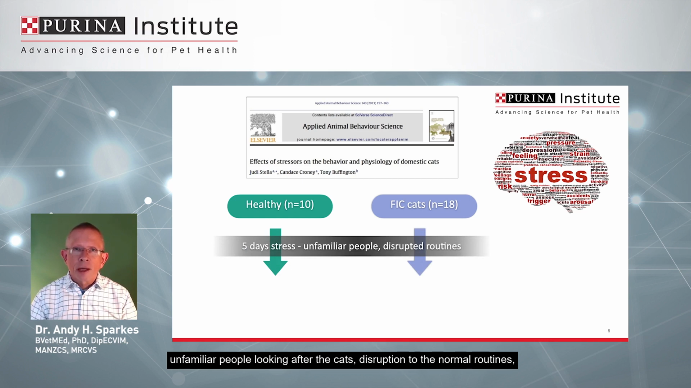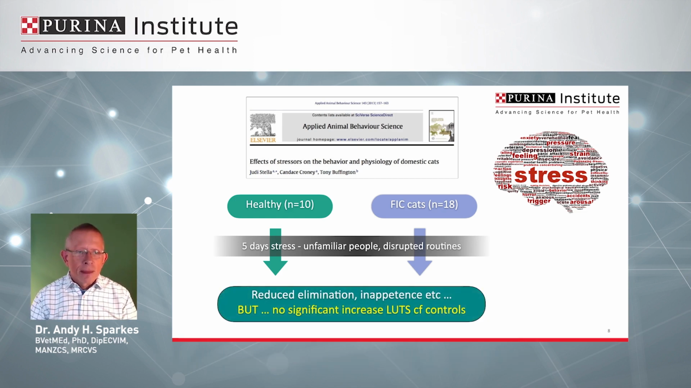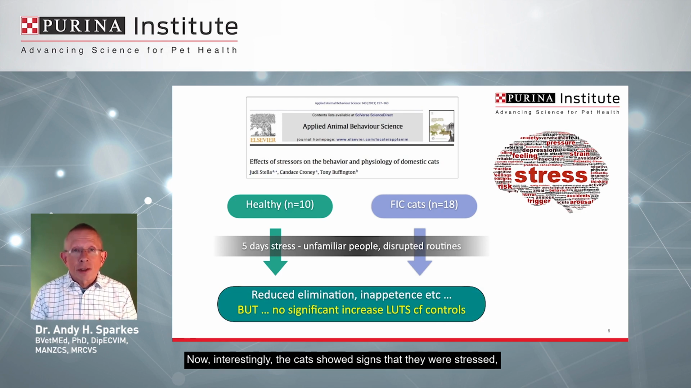Unfamiliar people looking after the cats, disruption to the normal routines, being fed at different times, cleaned at different times, lights going on and off at different times. So nothing major, but just an element of environmental stress that was introduced. Now, interestingly, the cats showed signs that they were stressed, so that was having an effect on them. Reduced elimination, reduced frequency of defecation, that type of thing, some inappetence, so other signs that the cats were stressed.